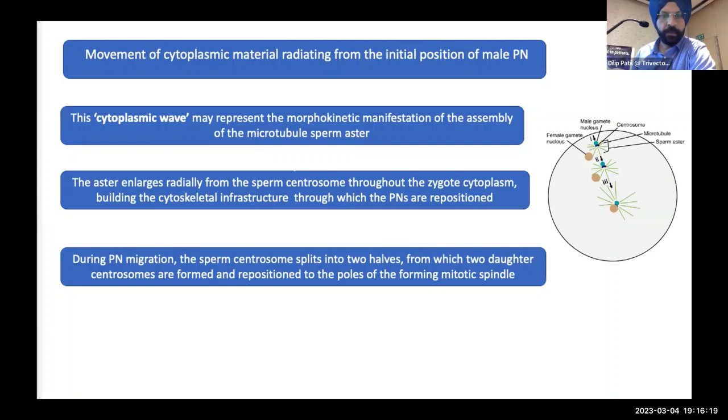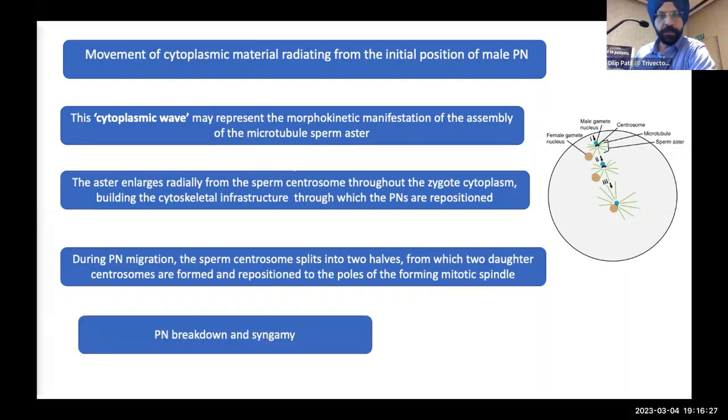And during this PN migration, the sperm centrosome splits into two halves, whereby two daughter centrosomes are formed, and that gives rise to the formation of the mitotic spindle. This is the initiation of 2PN breakdown, and syngamy takes place. After this, in the early post-fertilization phase, the maternally derived transcripts regulate the initial phase of development, and there is a characteristic gene suppression as far as the sperm is concerned.